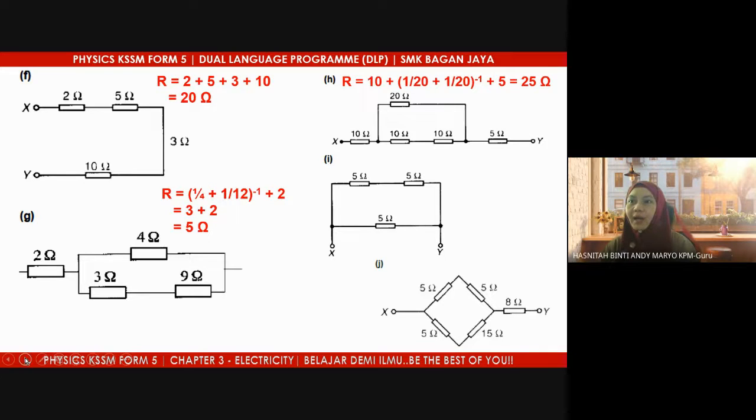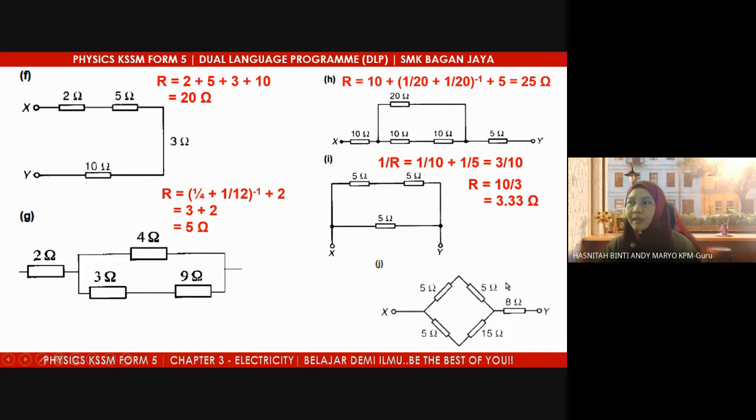And for I, how to find for I? We have 3, 5 and 5 in series. So you add them, become 10. So 10 and 5 is parallel. So this will give you an effective resistance of 3.33 ohm. Okay, very good. And the last one for J.